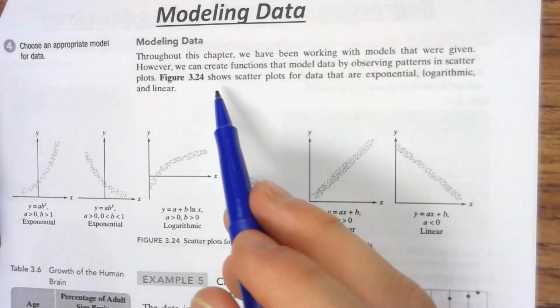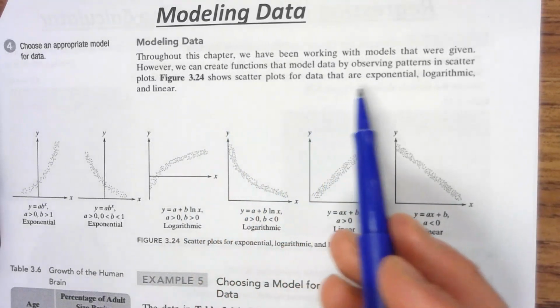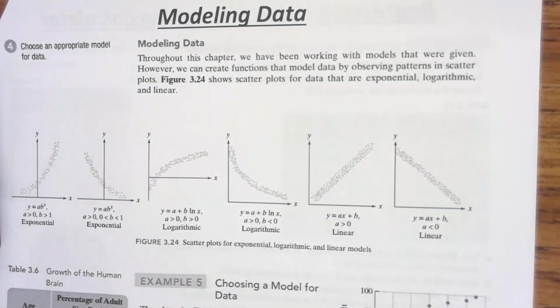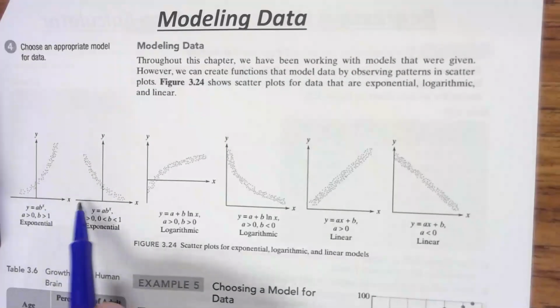Okay, so down here, all these figures show the scatter plots for data that are exponential, logarithmic, and linear. What you are going to need to be able to do is plot some of this data and then come up with an idea as to, is it linear, is it exponential, or logarithmic? If you know what the graphs look like, it's really not too bad.